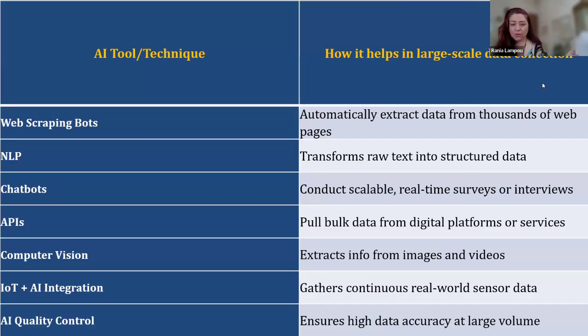APIs can pull large data from digital platforms or services. Computer vision can extract info from images and videos. Internet of Things gathers continuous real-world sensor data, and quality control, finally, ensures high data accuracy at large volume.